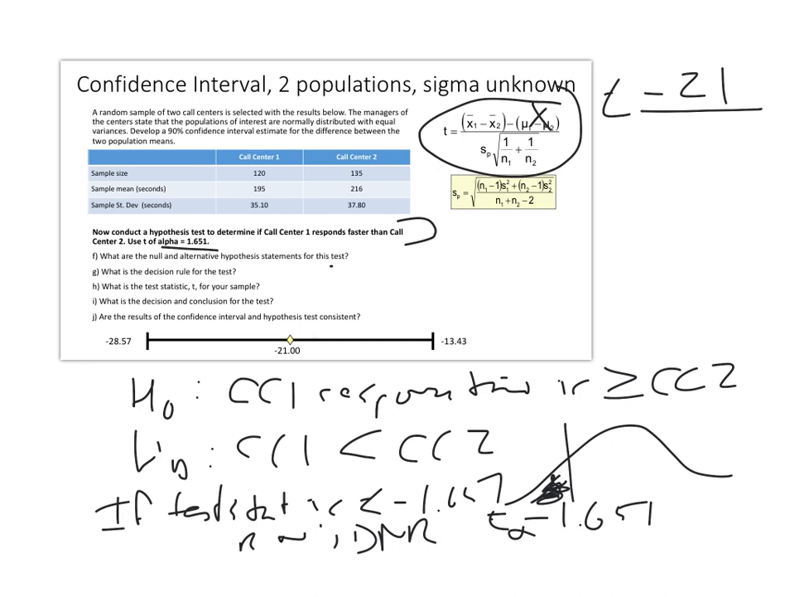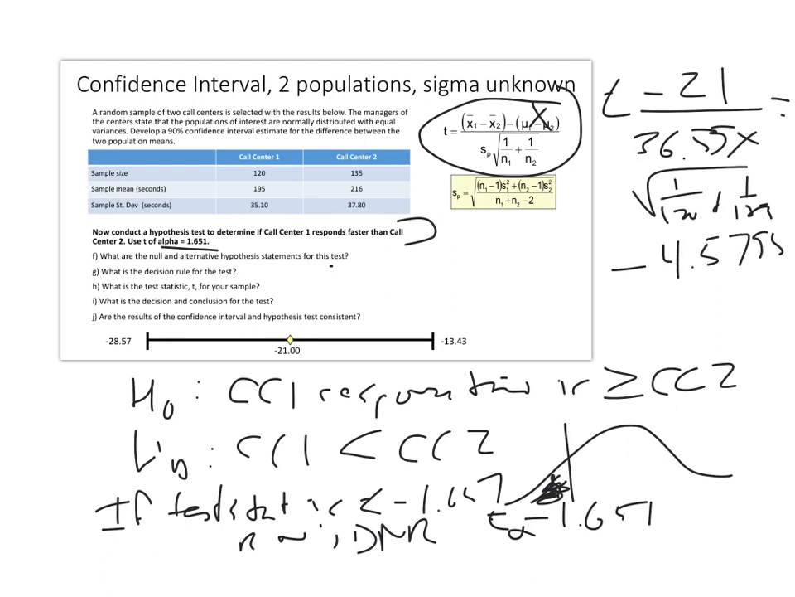And then this part here, s sub p multiplied by the square root of 1 over n1 plus 1 over n2, the numbers were 36.55 multiplied by the square root of 1 over 120 plus 1 over 135. And that result, when we calculate all that out, is going to be a negative 4.5795. You may get something slightly different than that, but that is our test statistic.